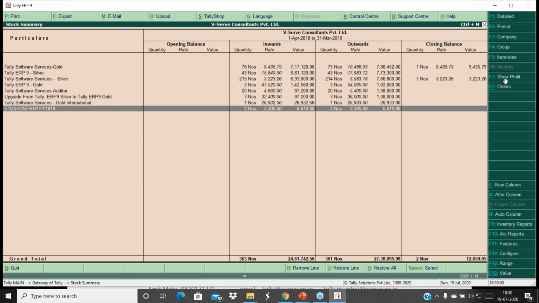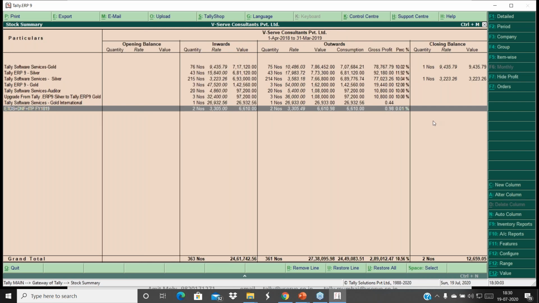Now at F7 here, I can see show profit, and I can see profit against each of my line items for the product. I hope the query querist is satisfied now. I'll go ahead with my presentation.